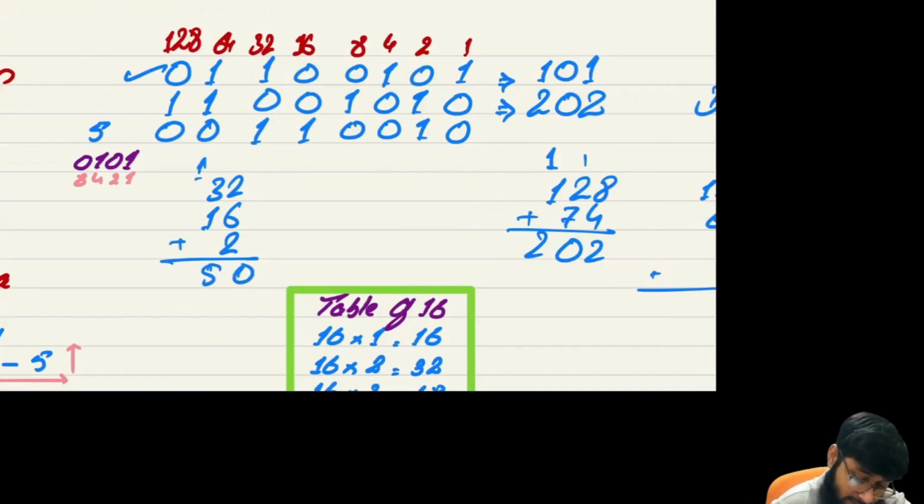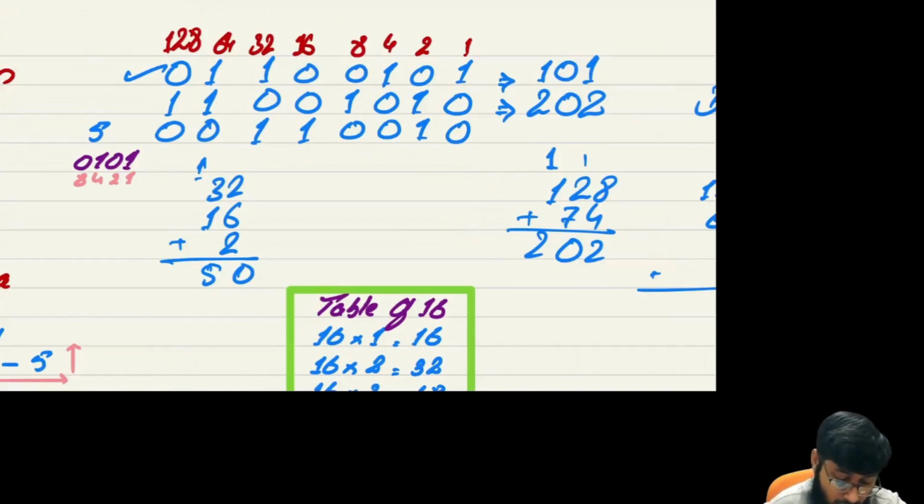I think I made a mistake. The number should be halved. The actual number was 11100101.